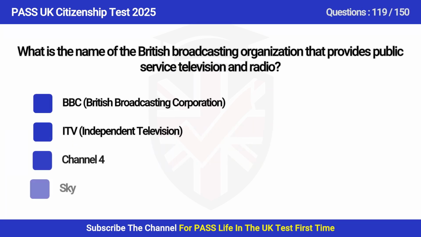Question 119. What is the name of the British broadcasting organisation that provides public service television and radio? A. British Broadcasting Corporation, B. Independent Television, C. Channel 4, D. Sky.